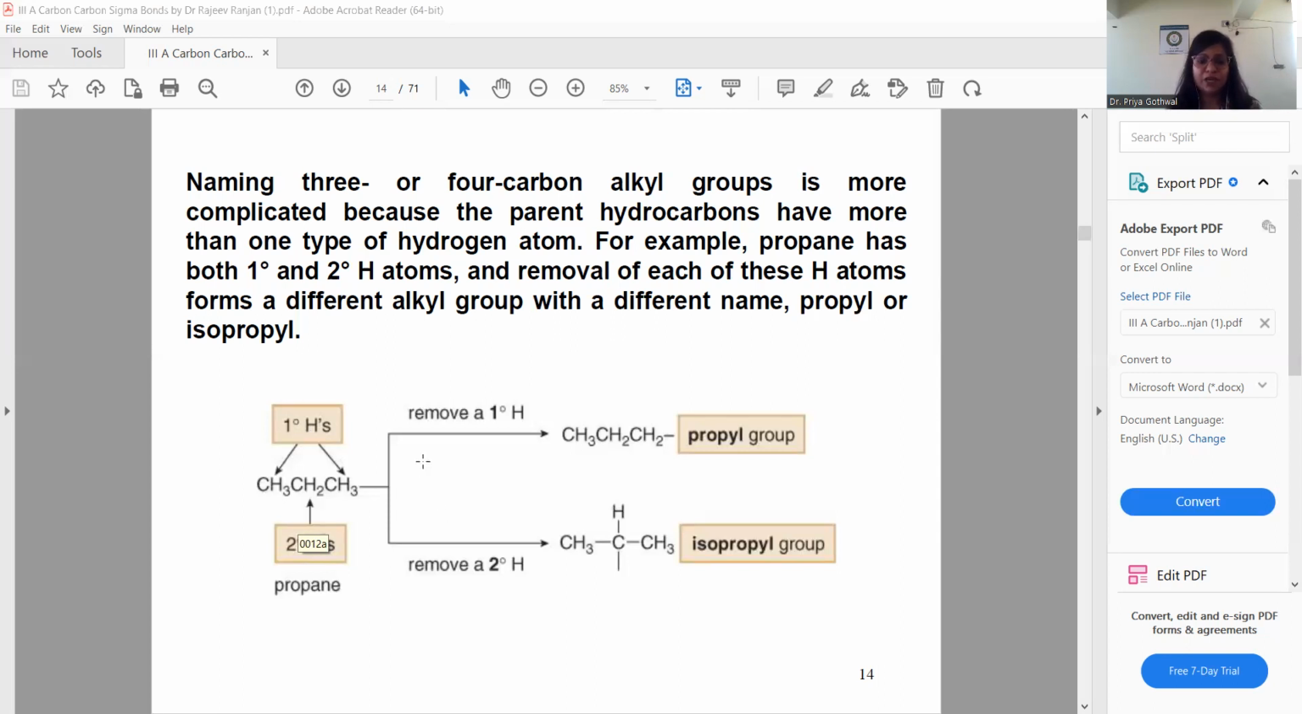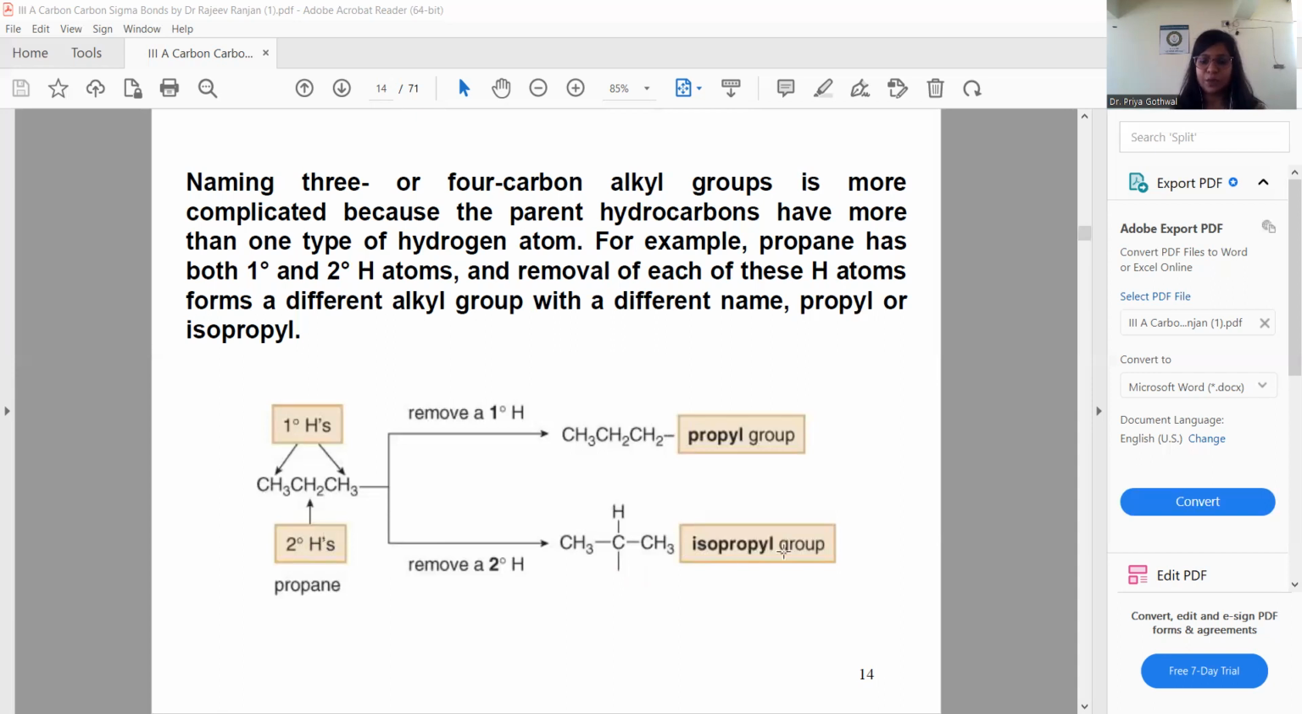If we remove a 1 degree hydrogen, the propyl group is generated, which is denoted CH3CH2CH2 along with a valency. And if we remove a 2 degree hydrogen, we get an isopropyl group, because the hydrogen is removed from the secondary carbon, which is the 2 degree carbon.